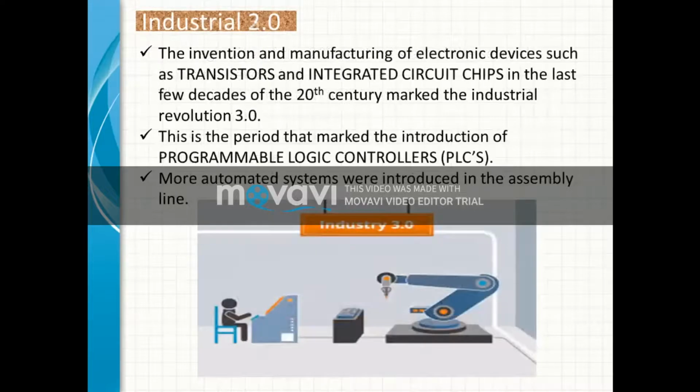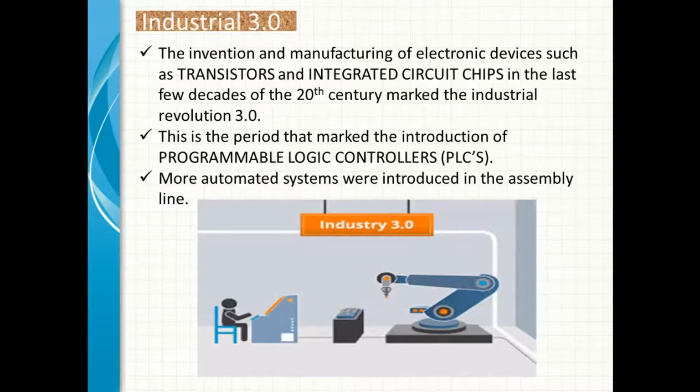So Industry 3.0, the most important industrial revolution that took place. This is the period when transistors, integrated circuit chips, everything was started.